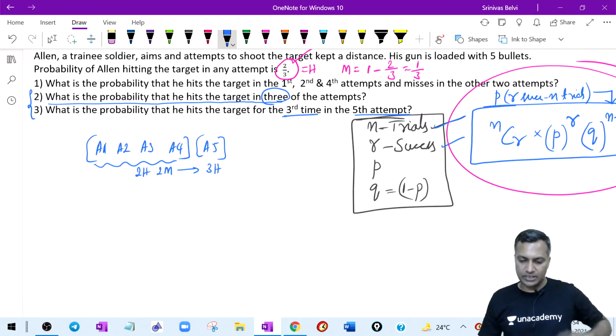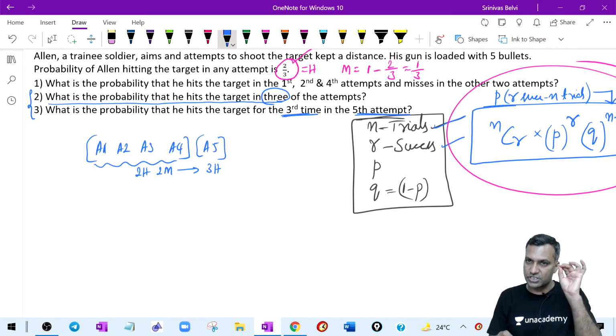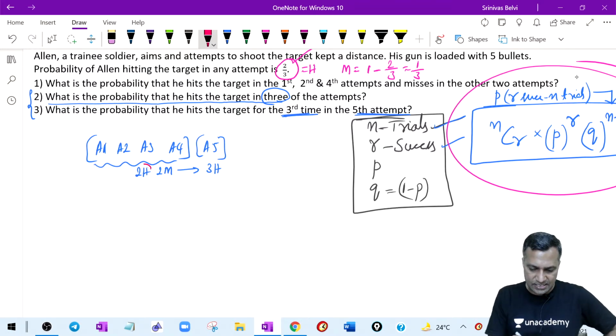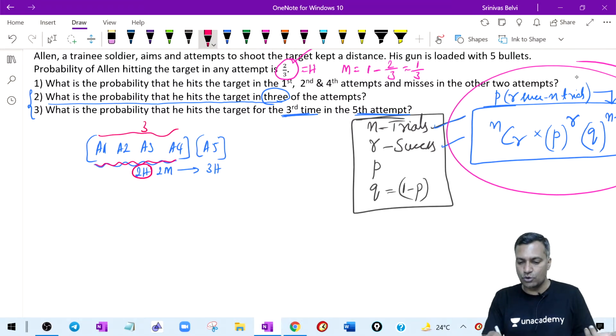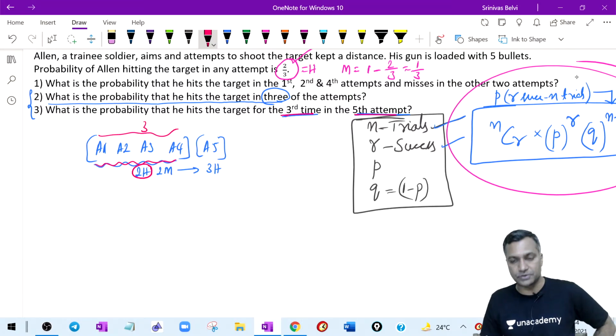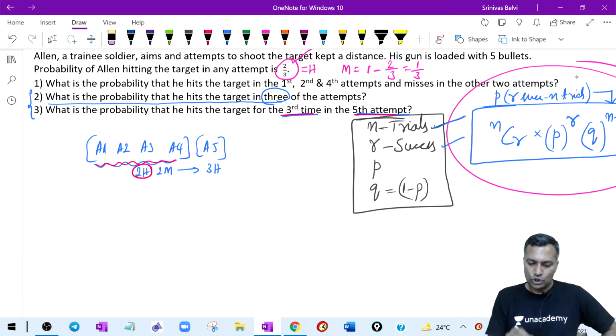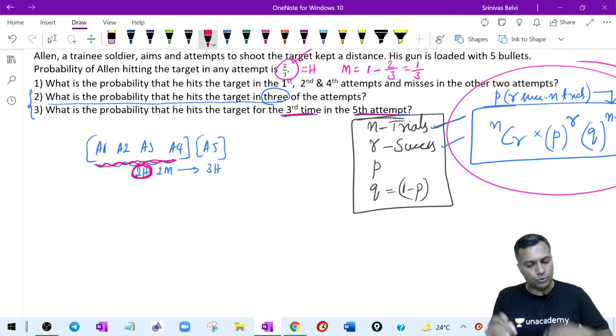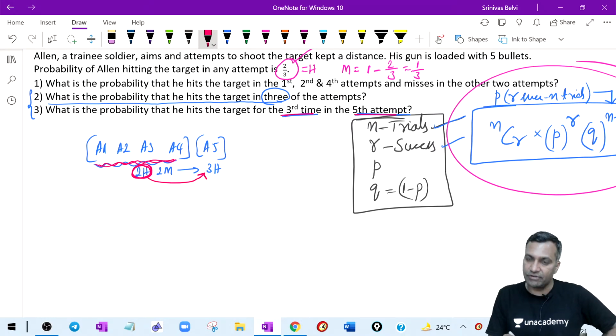Otherwise, it will not come in the picture, right? Third hit in the 5th trial is possible, provided he has hit exactly 2 times in the first 4 trials. Assume that in the first 4 trials he has already hit 3 times. Then where is the question of hitting for the third time in the 5th attempt? That's not possible, right? So therefore, 2 hits in the first 4 trials, the position doesn't matter. Thereby, it leads to the third hit in the 5th trial. Only then.